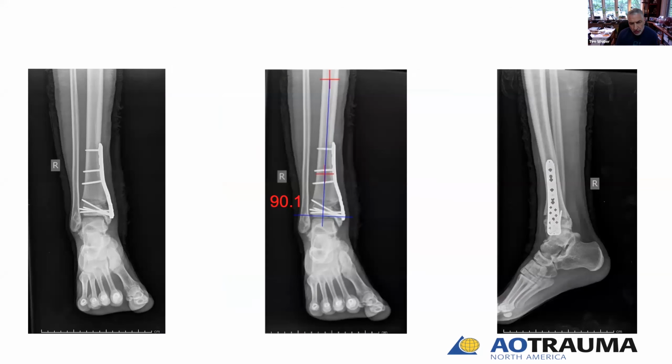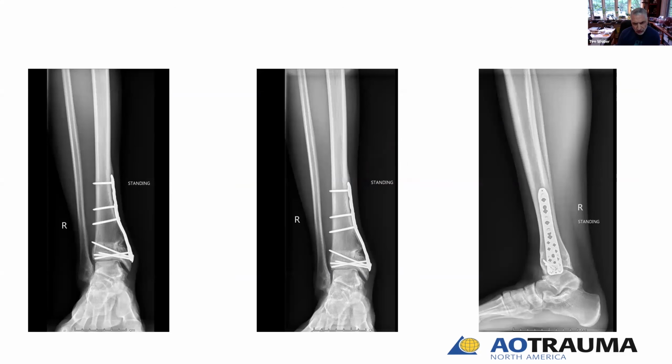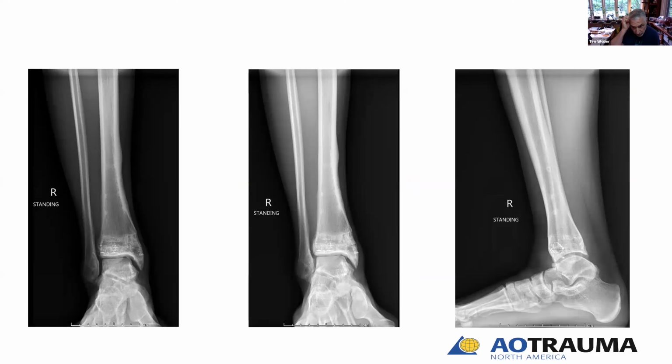So here's our correction. Distal tibial angle of 90 degrees now. And you see his ankle mortise actually looks much more symmetrical overall. Here he is with his hardware out.